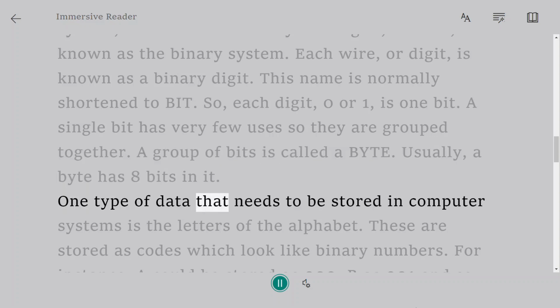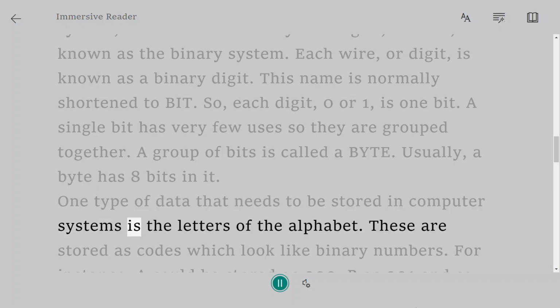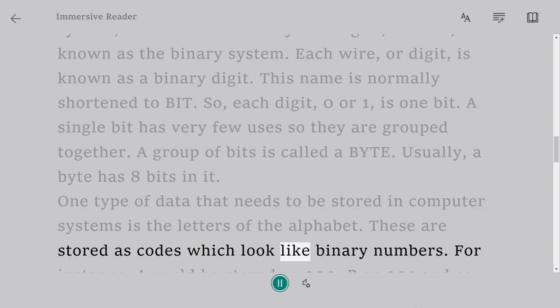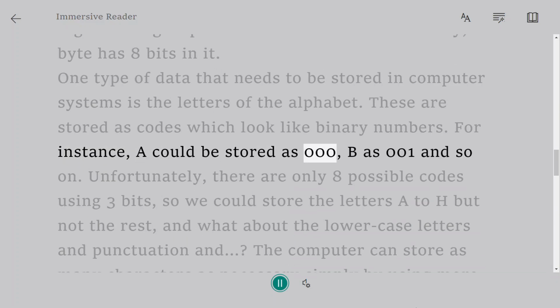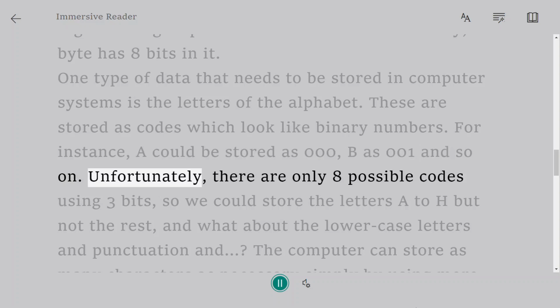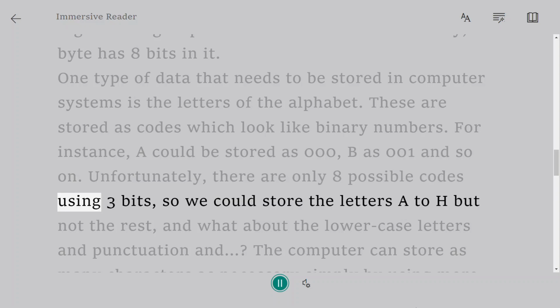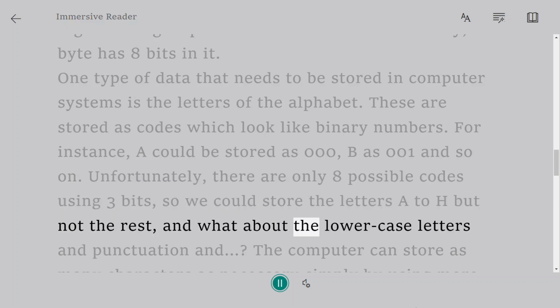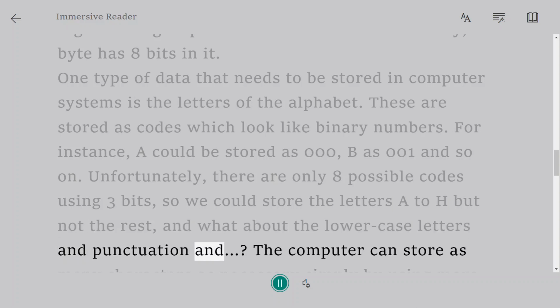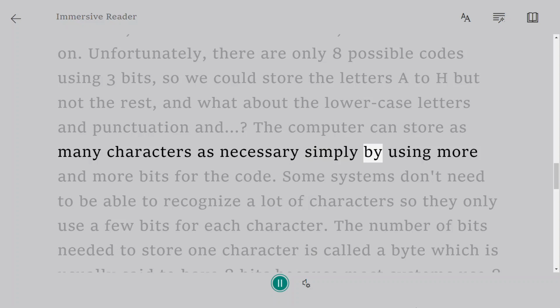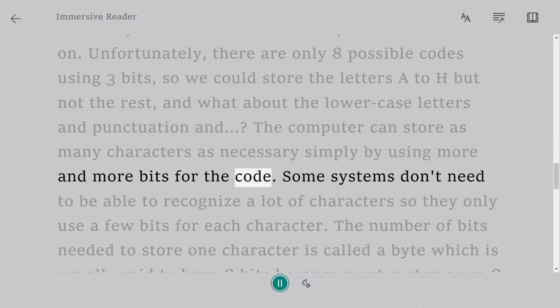One type of data that needs to be stored in computer systems is the letters of the alphabet. These are stored as codes which look like binary numbers. For instance, A could be stored as 000, B as 001 and so on. Unfortunately, there are only 8 possible codes using 3 bits, so we could store the letters A to H but not the rest, and what about the lowercase letters and punctuation? The computer can store as many characters as necessary simply by using more and more bits for the code.